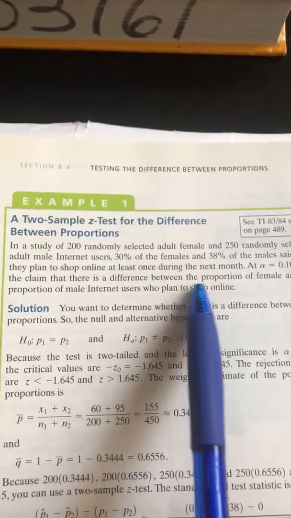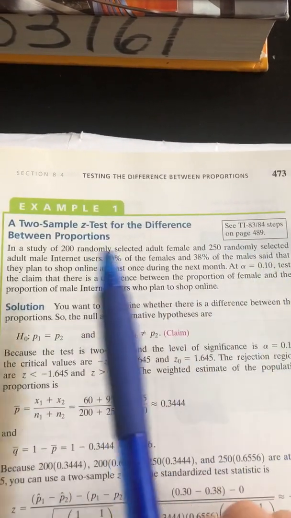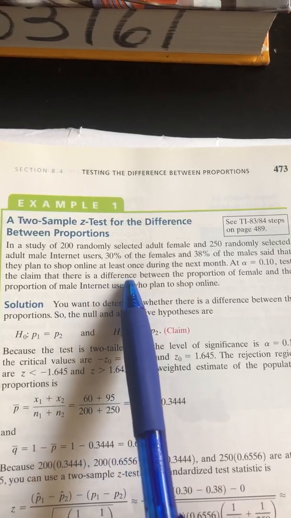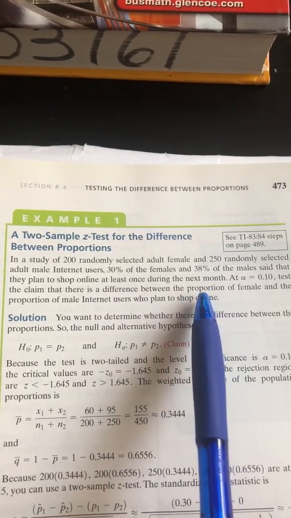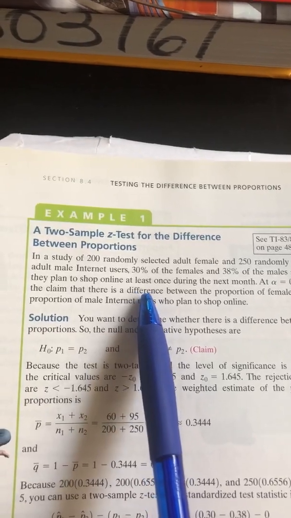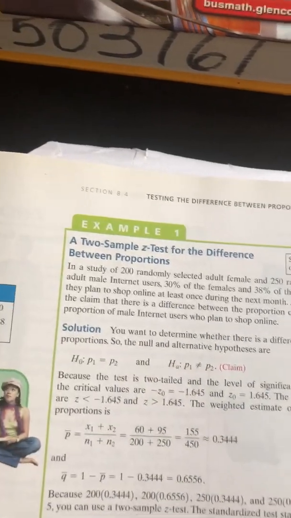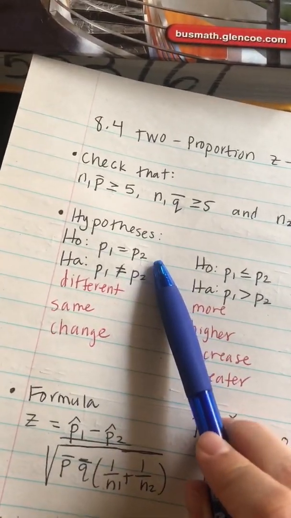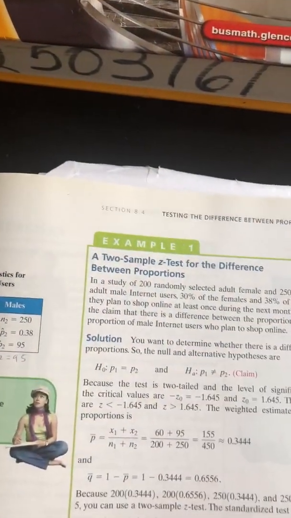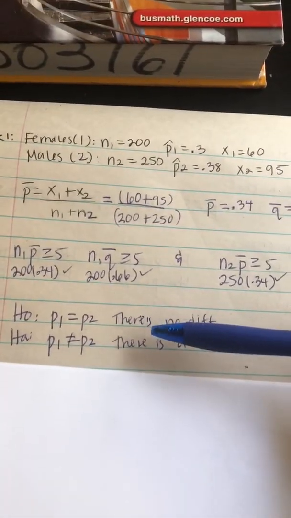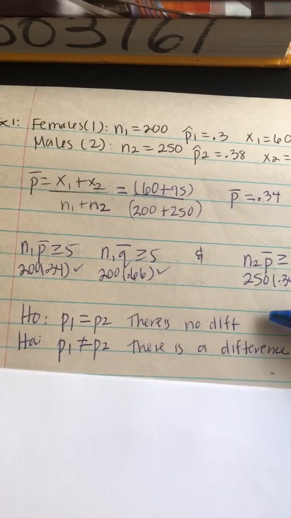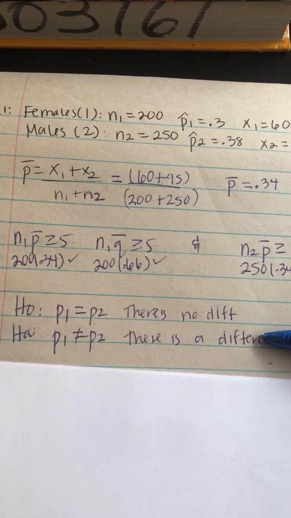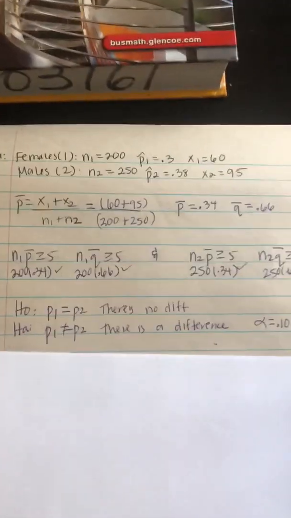Let's look for the keyword in the problem. The question is, at the 10% significance level, test the claim that there is a difference between the proportion of females and males who plan to shop online. So the keyword is difference. In my notes, when the keyword is difference or different, it's equals for the null and not equals for the alternative. So it's p hat 1 equals p hat 2, which means there's no difference, and p1 does not equal p2. If they're not equal, that means there is a difference.